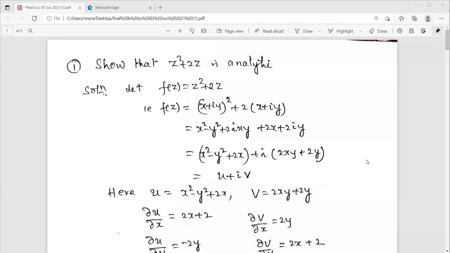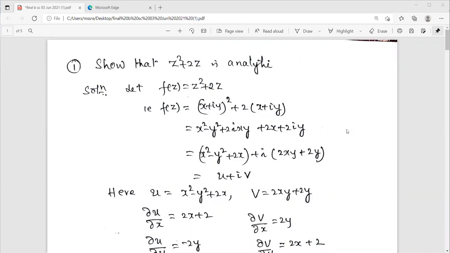Show that z square plus 2z is analytic. So what we have to prove is that this function is analytic. In other words, it satisfies Cauchy-Riemann equations. So z square plus 2z, it satisfies the CR equations, that has to be verified.